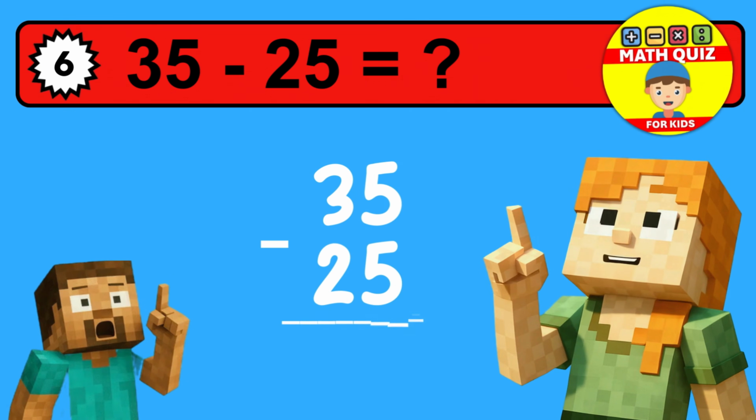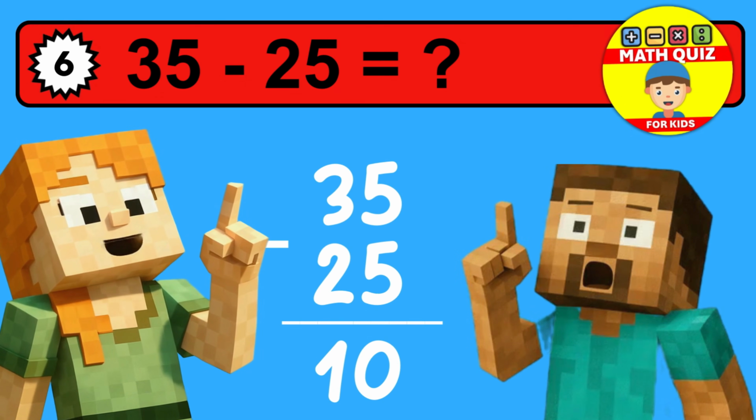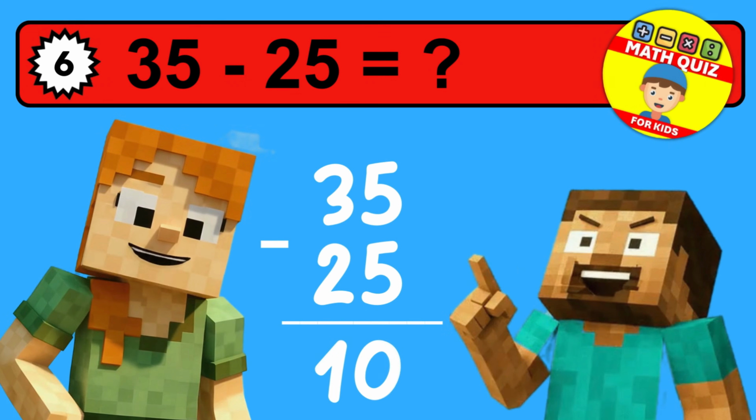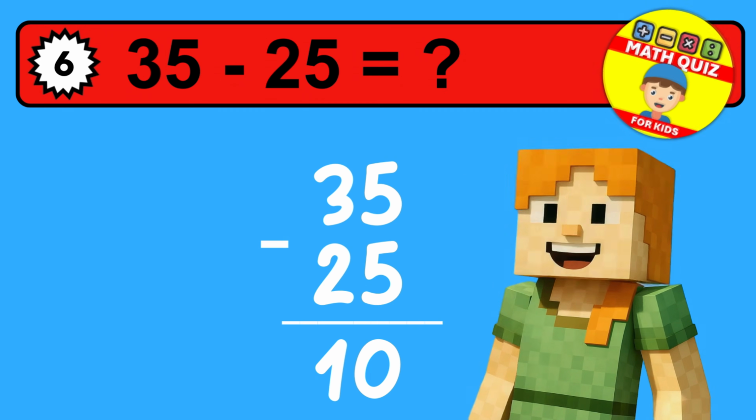Let's solve this step by step. We start with the units. 5 minus 5 is 0. Then we go to the tens. 3 minus 2 is 1. The final answer is 10.